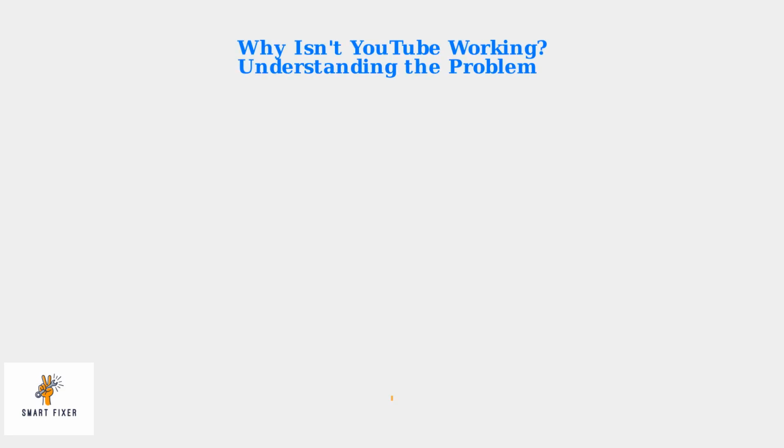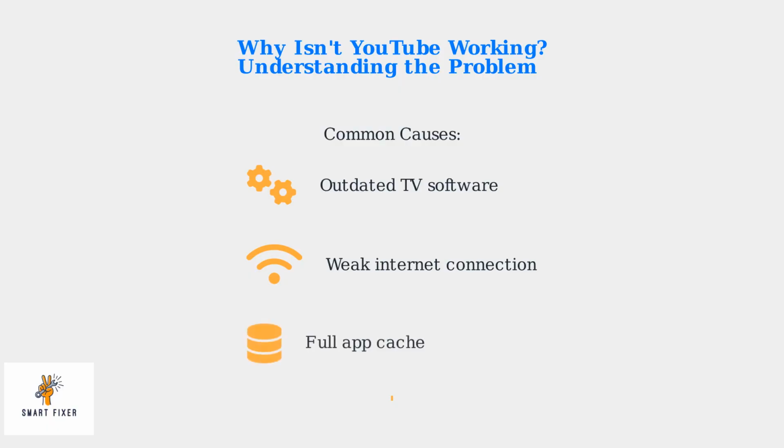Experiencing YouTube issues on your Samsung Smart TV? You're not alone. Common causes include outdated TV software, a weak internet connection, a full app cache, regional restrictions, or simply the TV's hardware struggling with the latest YouTube updates. This video will guide you through troubleshooting, focusing on the most common culprits and how to fix them.